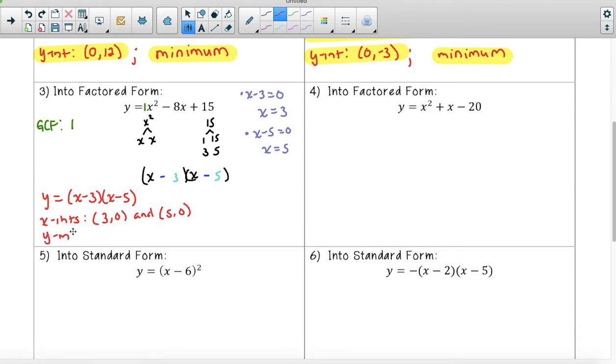The y-intercept actually came from the original problem, the standard form. It was our constant at 15. So our y-intercept is at 0, 15. I could have written that out before I did any of the math. I can also determine if this is a minimum or maximum from the original because our a value of positive 1 is positive, therefore it is a minimum.